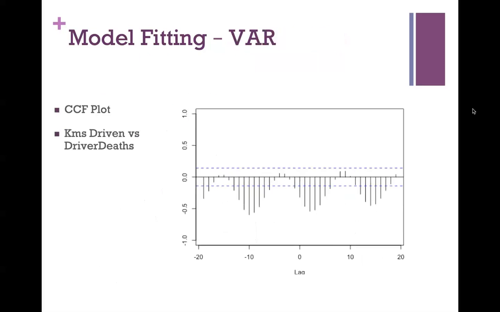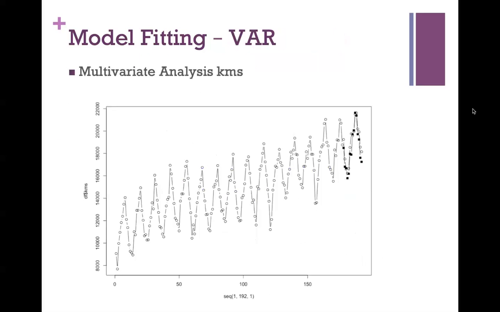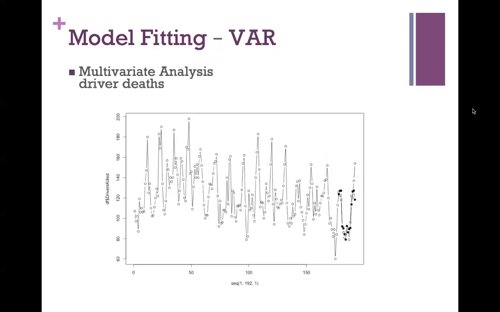So the model fitting for VAR, this is a CCF plot, and this is when I add in the kilometers driven. And this is after the multivariate analysis for kilometers, which you can see that overlaid. The squares are what we estimated, and the circles are the original. So it overlays it really nicely for kilometers.